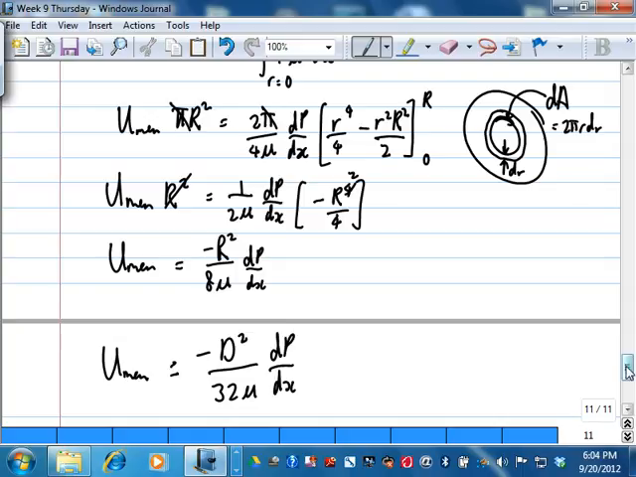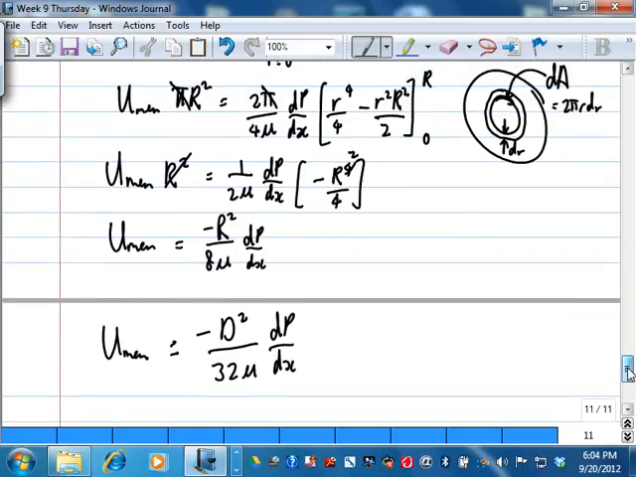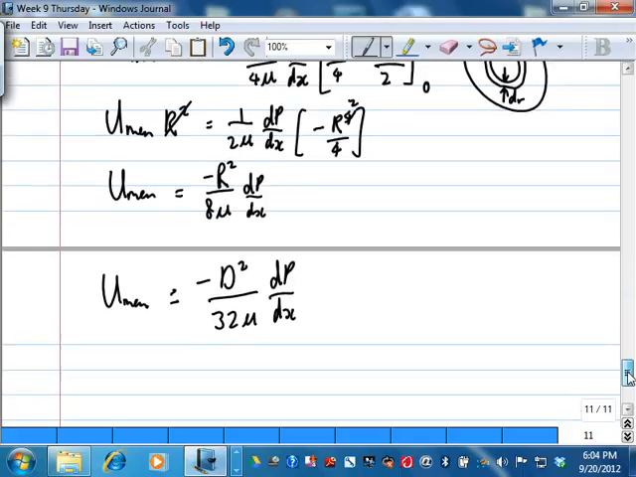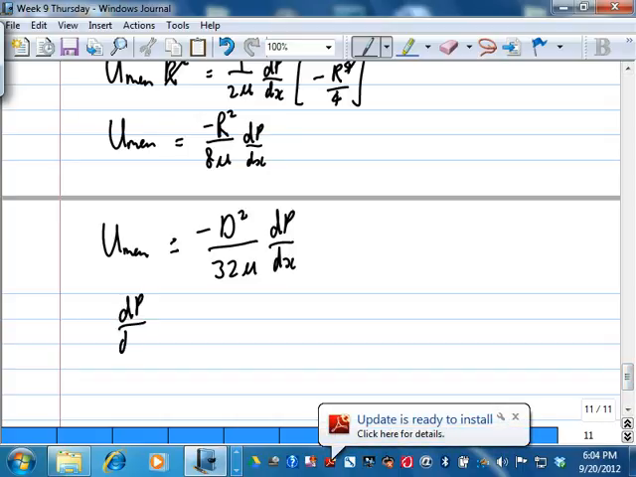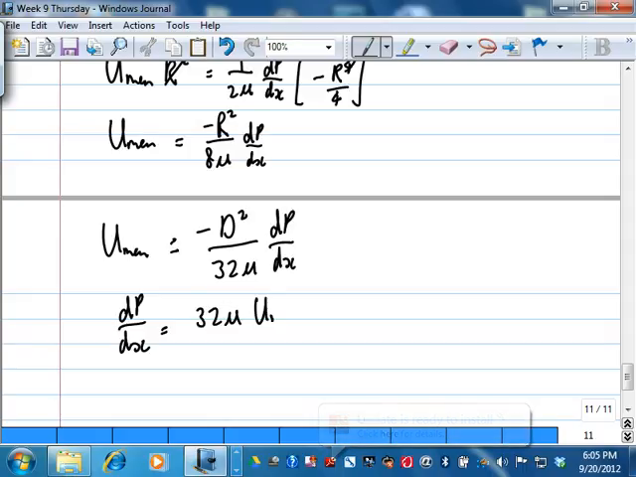So now, find f, or dp on dx is equal to minus 32 mu u mean over D squared. It's a minus.